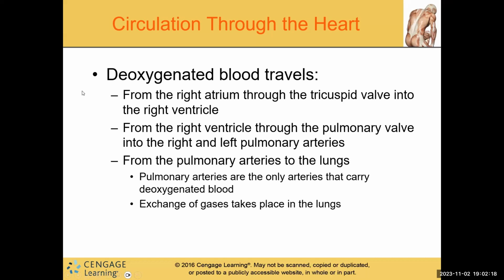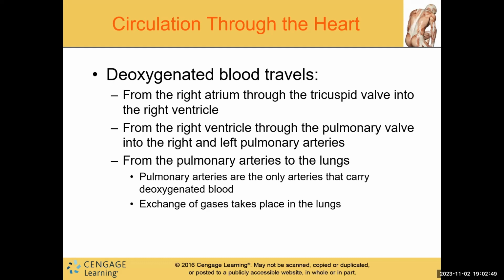So the deoxygenated blood that no longer has oxygen because it's been given throughout the rest of the body, it has carbon dioxide now, from the right atrium and goes through the tricuspid valve into the right ventricle. So it goes from the right atrium down into the right ventricle. We mentioned tricuspid valve. It is a valve that opens and closes. It's got three leaves to it. So it's these three parts that open and close.